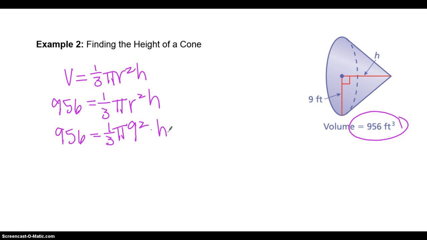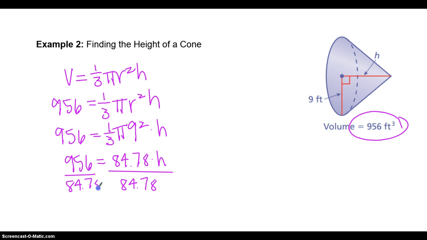So in my calculator, 9 squared times 3.14, and I divide that by 3 to take 1/3 of it, I get 956 equals 84.78 times h. Divide both sides by 84.78, and I get 956 divided by 84.78, and my height, rounded to the nearest tenth, is approximately 11.3 feet.